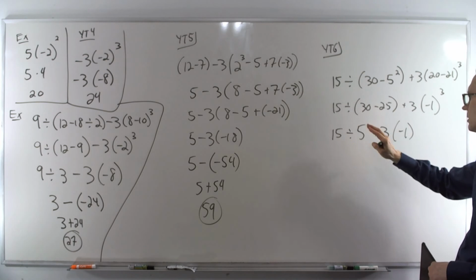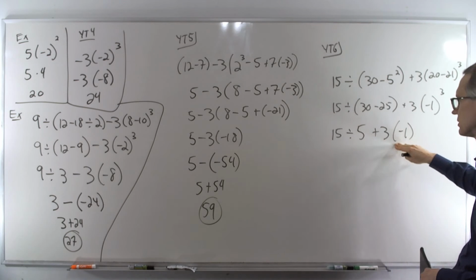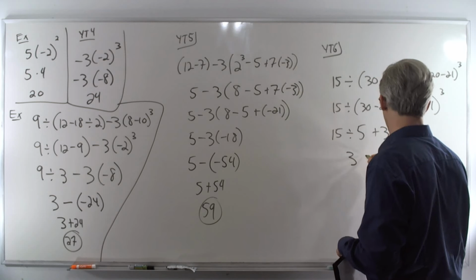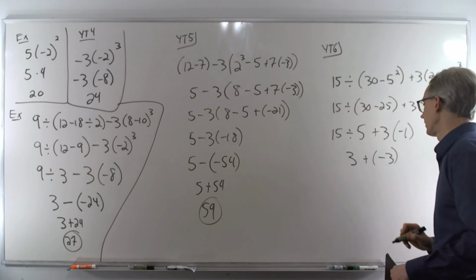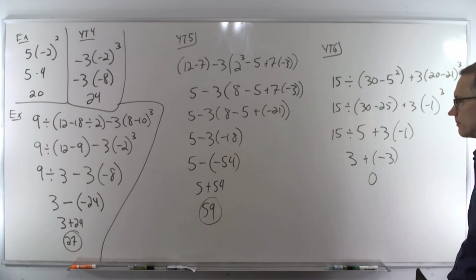Now we'll do the division here. We're separated by addition, so I'll go ahead and do the multiplication as well. So that's 3 plus negative 3. All right, we're adding opposites, so that's always going to be 0.